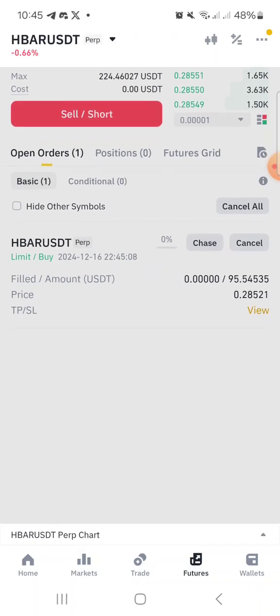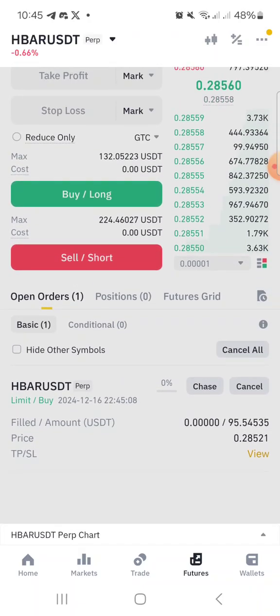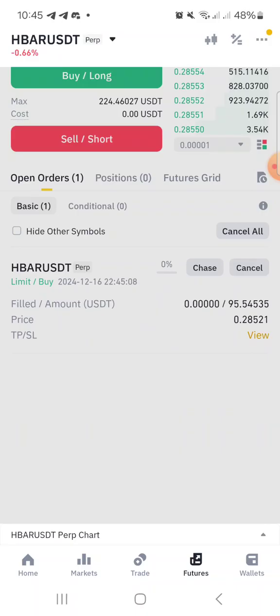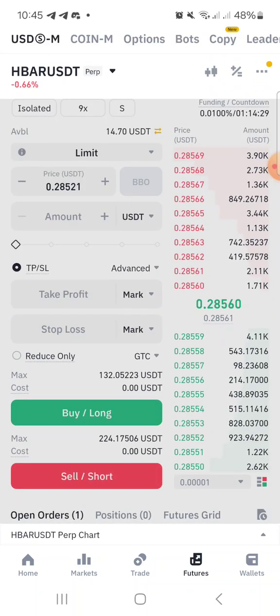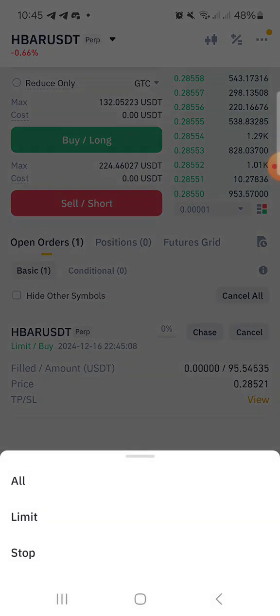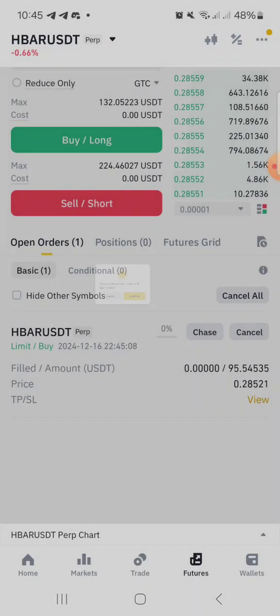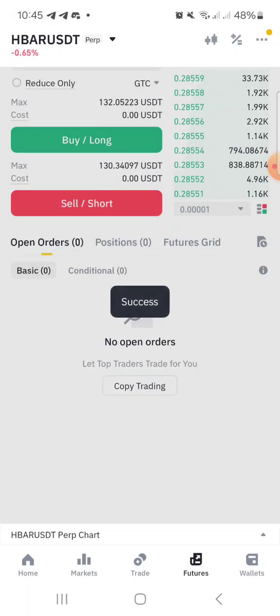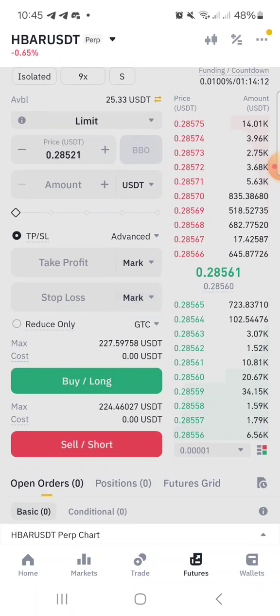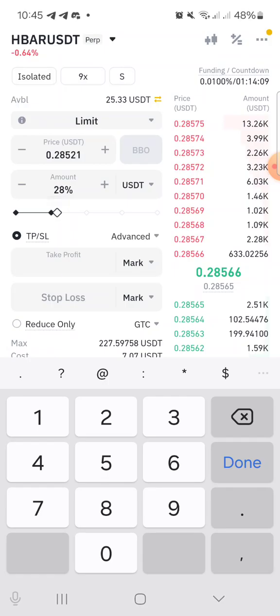So my trade is successful. No, it's not successful yet. It's not successful because I didn't really select the limits order that I want to. So it's not successful unless we wait. It wants to be successful at 0.28521, but it's currently at 0.28560. So we wait until it gets to 21 before my trade will be successful. So let me cancel it. All right, let me cancel my trade. Good, and start again.